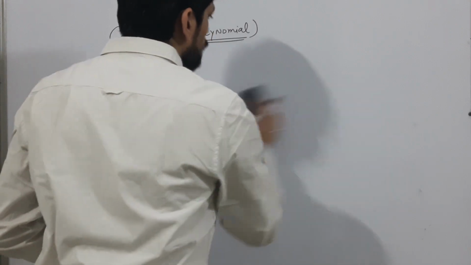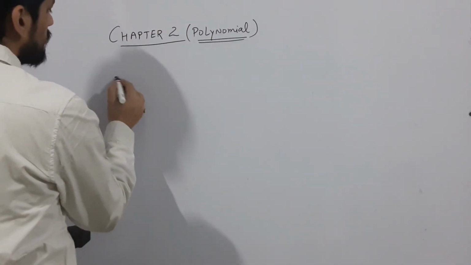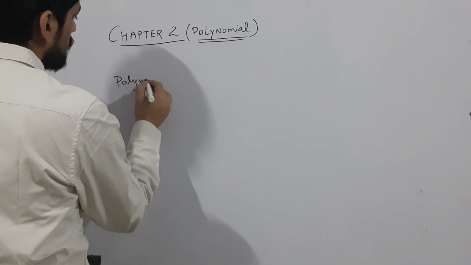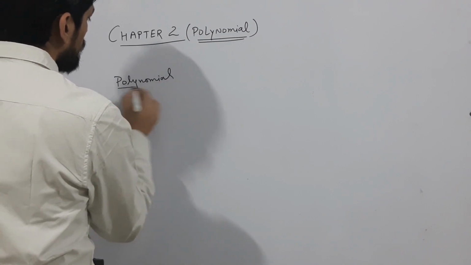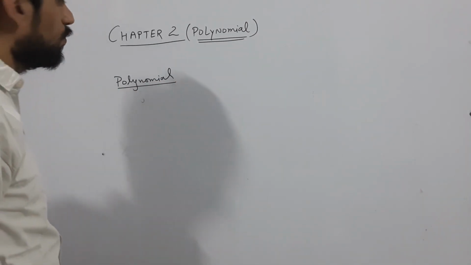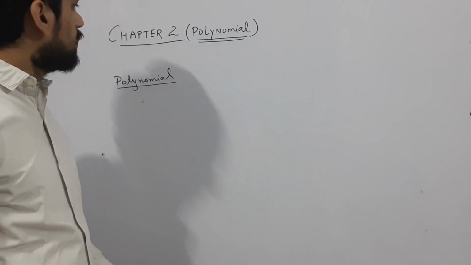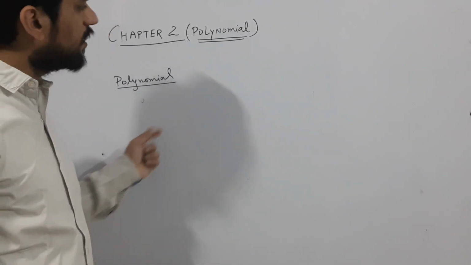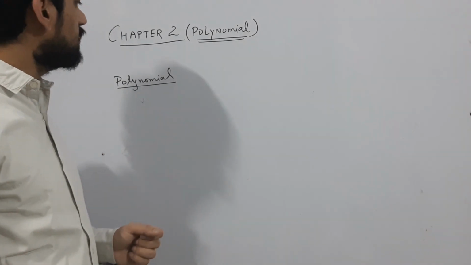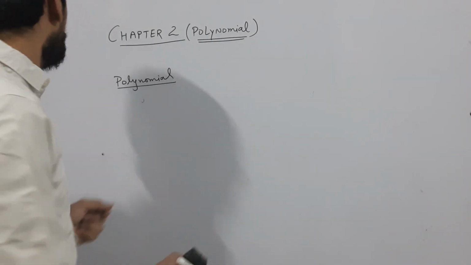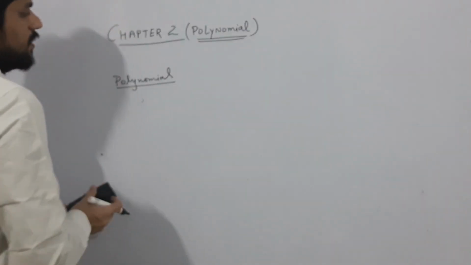Now, moving to the polynomial concept. What is a polynomial? So far we have understood what a variable is, which can take its value, and what a scalar or constant is. After that we defined the term. We understood the concept of terms, how they are separated with plus or minus, and then the algebraic expression. Now we move to the polynomial. What is a polynomial?